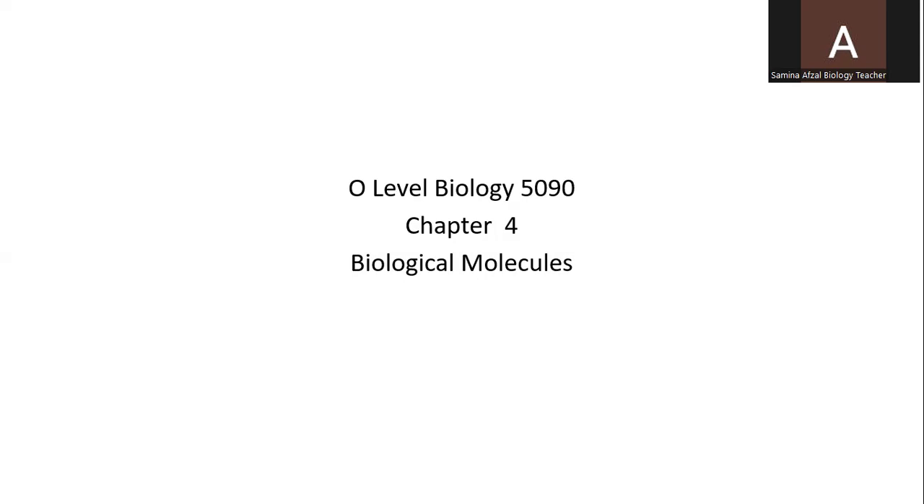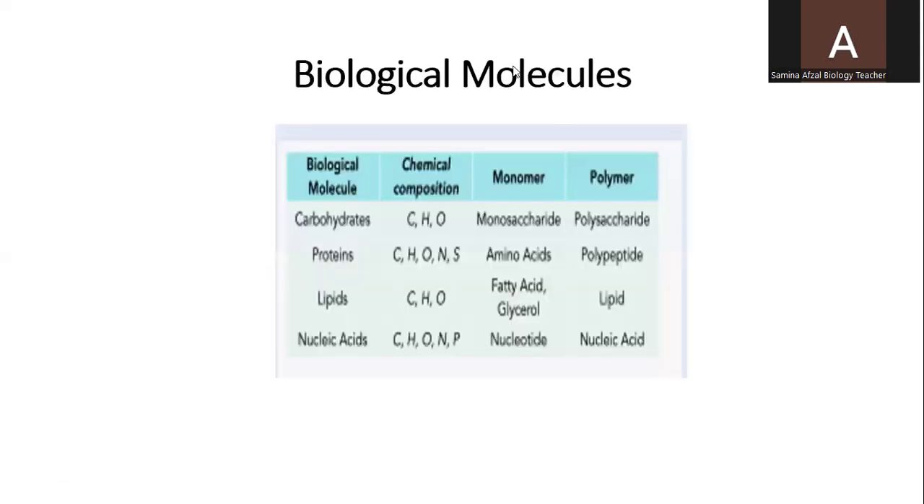Today we will start chapter 4 of O-level Biology 5090, and the topic is biological molecules. First of all, in the first slide, I would like to discuss the different types of biological molecules, their chemical composition and their units. And first of all, I would like to discuss carbohydrates.